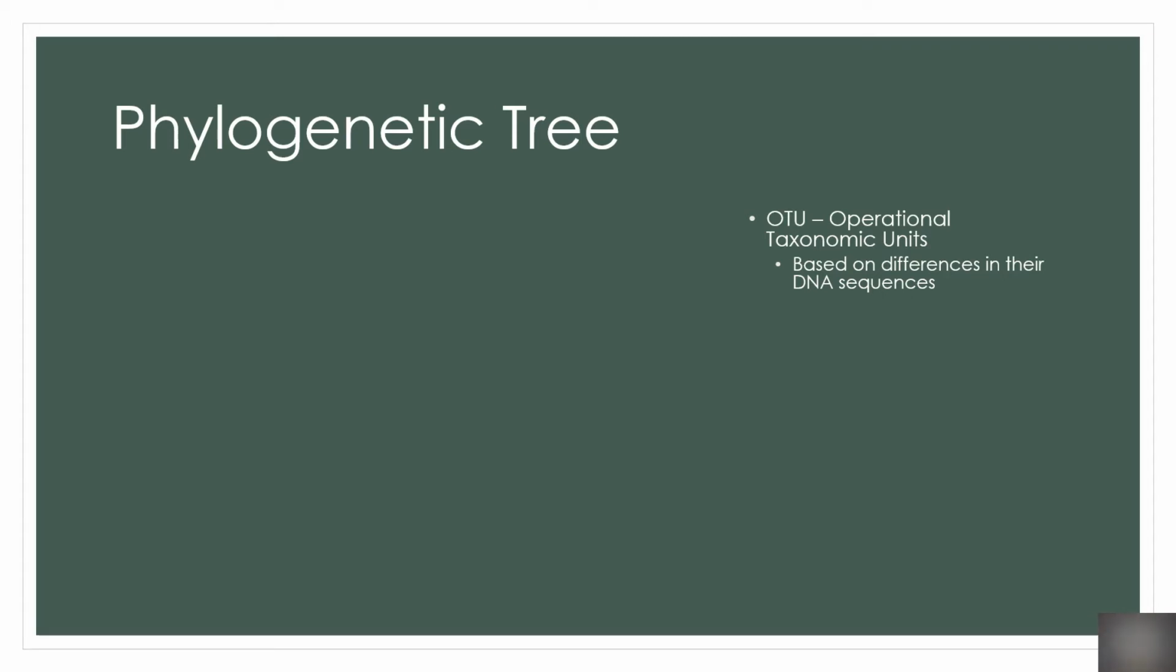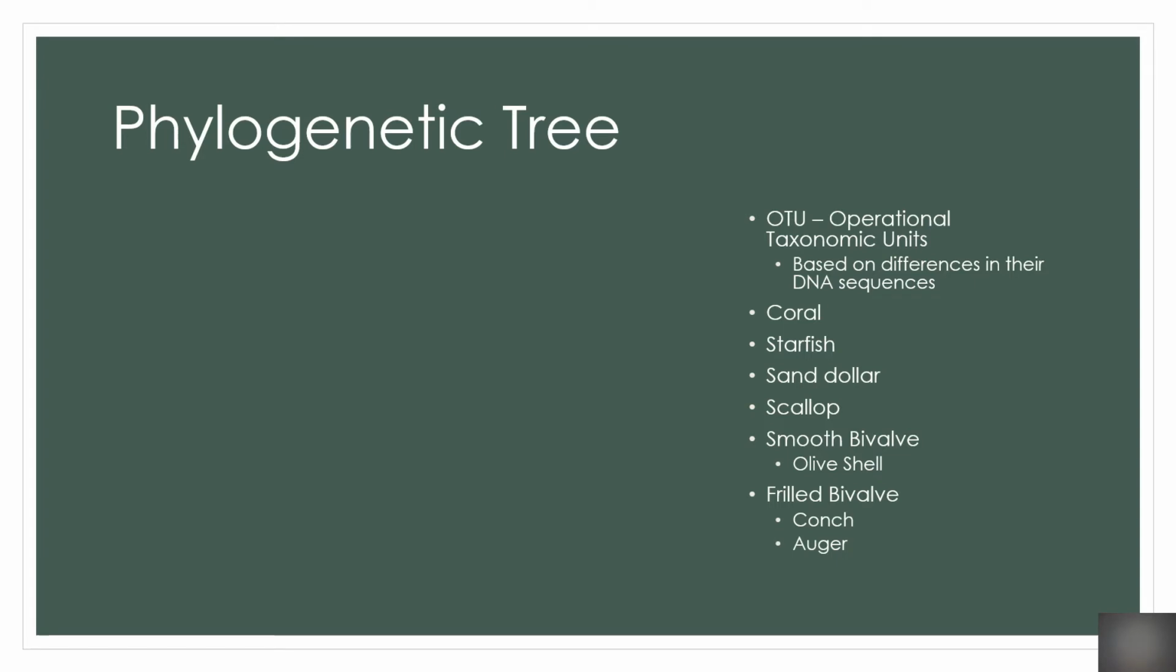For my phylogenetic tree, I have the coral, starfish, sand dollar, scallop, smooth bivalve, olive shell, frilled bivalve, conch, and auger shell.